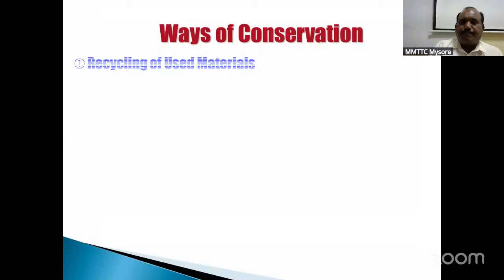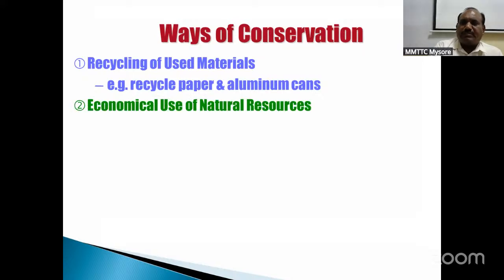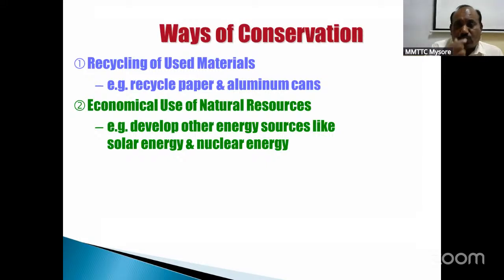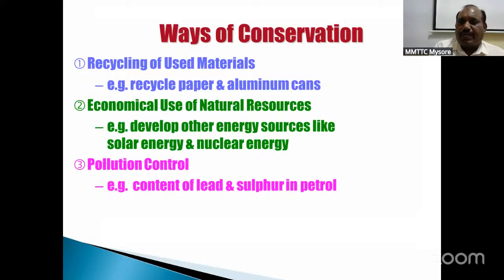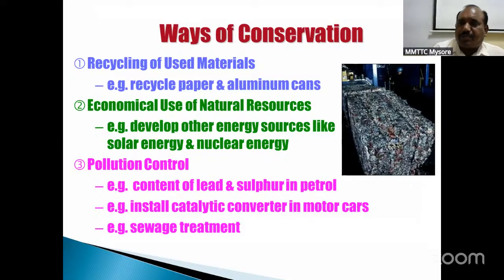Ways of conservation: recycling of used materials, recycle the paper or aluminum cans, economic use of natural resources, develop other energy sources like solar energy and nuclear energy, that which I showed, that is a renewable resource. Control the pollution. What should we do? Control the content of lead and sulfur in petrol. Install catalytic converters in motor cars. Sewage treatment plants: properly adopt the treatment of sewage water from urban sites.